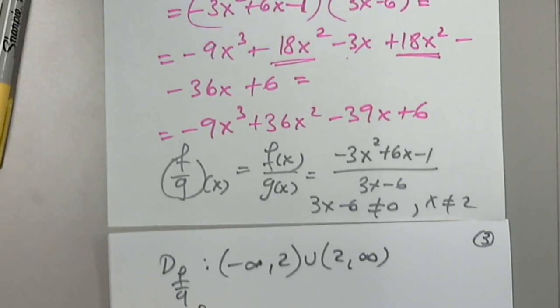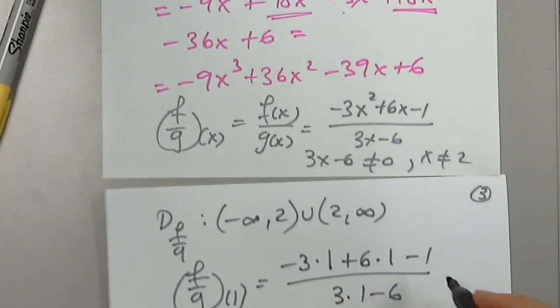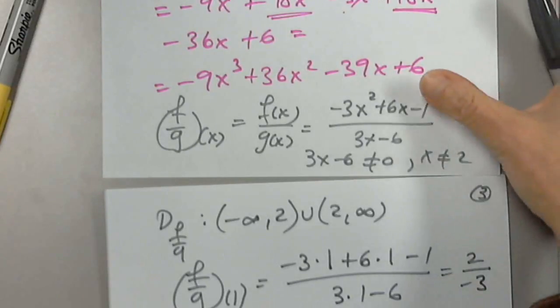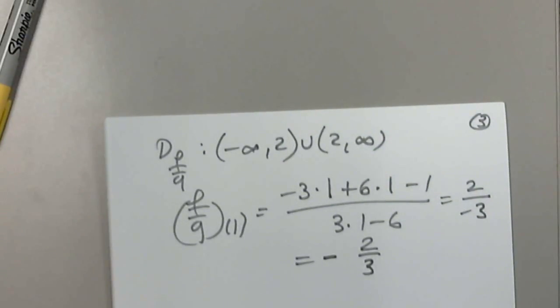And now we want to evaluate f over g at 1. I have the function. I plug in 1. Negative 3 times 1 plus 6 times 1 minus 1 over 3 times 1 minus 6. Negative 3 plus 6 is 3. 3 minus 1 is 2. 3 minus 6 is negative 3. So I put the negative in front. I have to. So it's negative 2/3. Is that okay? Yeah.